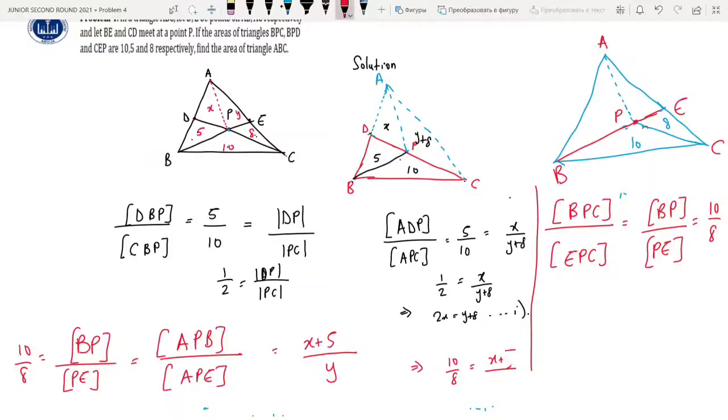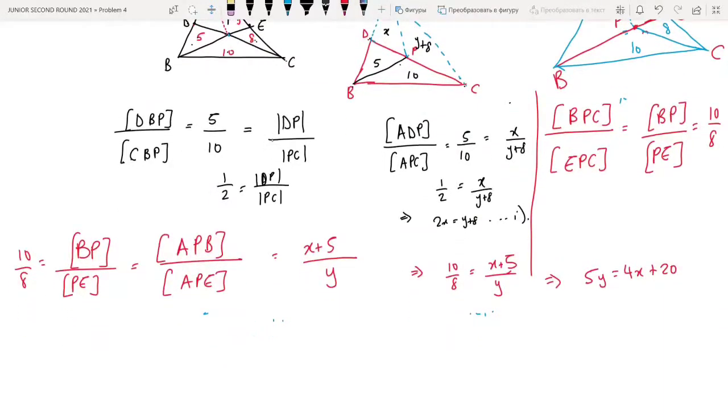So this is our second equation involving two variables. From here, we just apply normal knowledge of simultaneous equations. You can simplify this to 5 over 4 and get 5y equals 4x plus 20. So 4x equals 5y minus 20. Let me write down our two equations to see how far we have gotten. Our first equation is 2x equals y plus 8. Our second equation we can rearrange to 4x equals 5y minus 20.